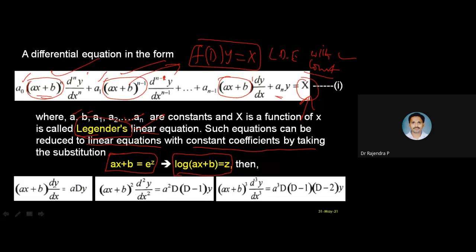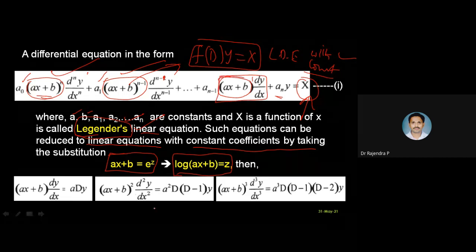Ax plus b into dy by dx is equal to a into Dy. Ax plus b whole square d square y by dx square is equal to a square D into D minus 1 into y. So all these results will come. Let me see how we are going to get those results. What is my idea here? Instead of replacing ax plus b, I want to replace this whole thing.